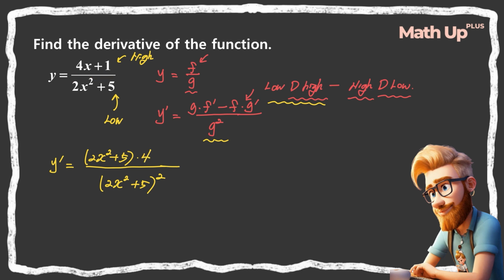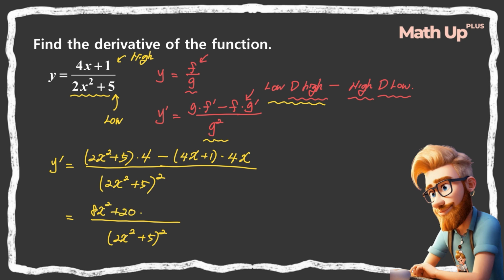So 4 minus high d low. High is the numerator, 4x plus 1, times d low, the derivative of the denominator, right? So the derivative of 2x squared plus 5, that's 4x. So that is equal to, we have 2x squared plus 5, squared here, 8x squared plus 20 minus 16x squared minus 4x. And this is equal to negative 8x squared minus 4x plus 20 over 2x squared plus 5, squared.